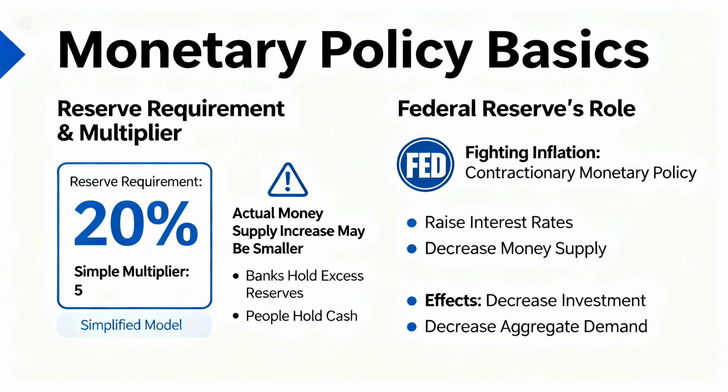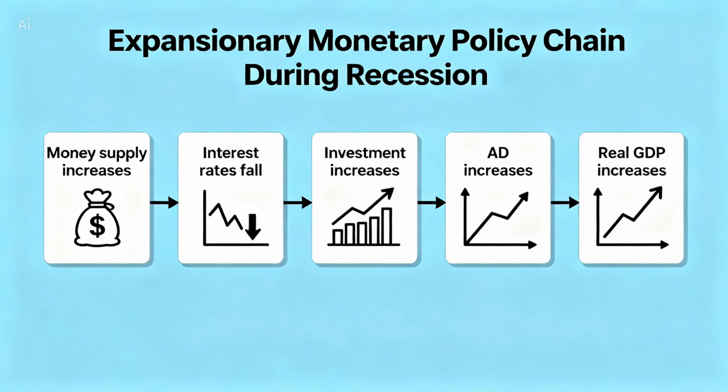You also need to understand the Federal Reserve. If the Fed wants to fight inflation, it can use contractionary monetary policy. This means raising interest rates or decreasing the money supply, which generally decreases investments and aggregate demand. If the economy is in a recession, the Fed can use expansionary monetary policy. This means lowering interest rates and increasing the money supply, which encourages investment and spending.